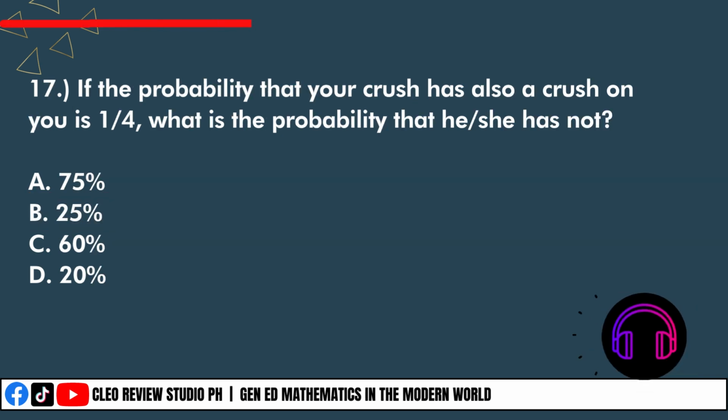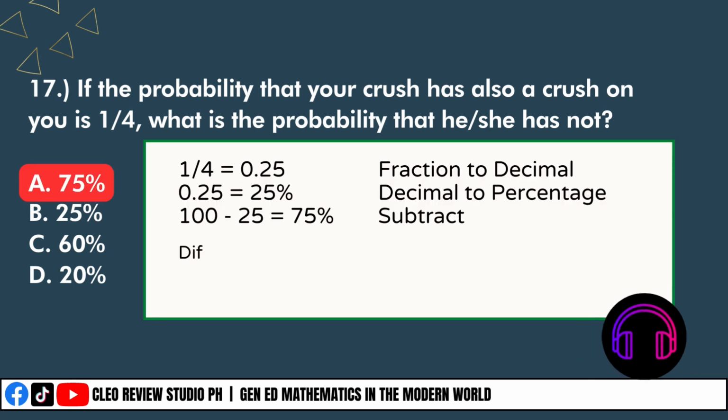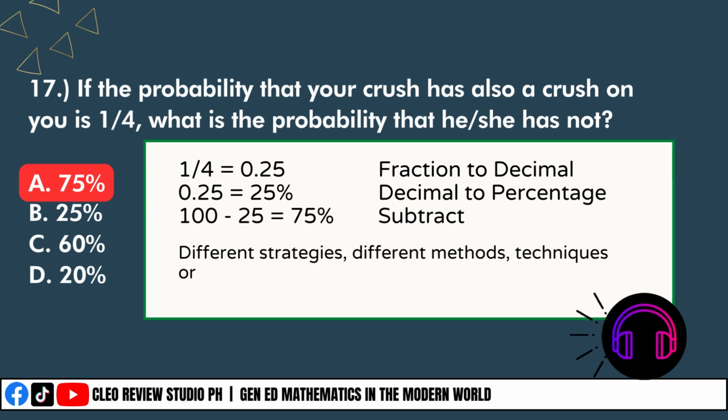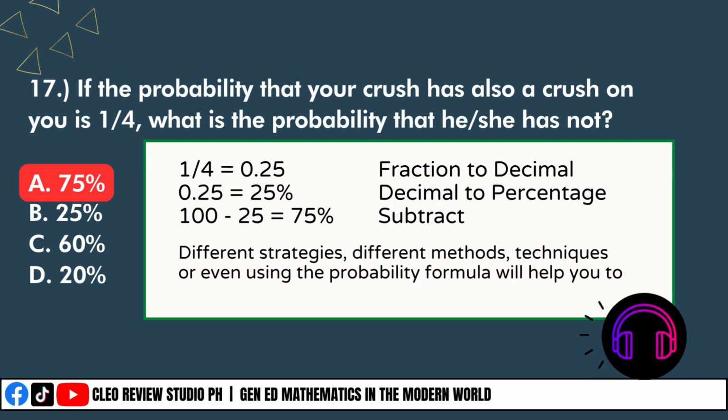If the probability that your crush has also a crush on you is 1/4, what is the probability that he or she has not? The correct answer is 75%, letter A. Okay, tandaan din teachers, some instances, hindi naman kailangan agad ng formula. Common sense lang, okay na.